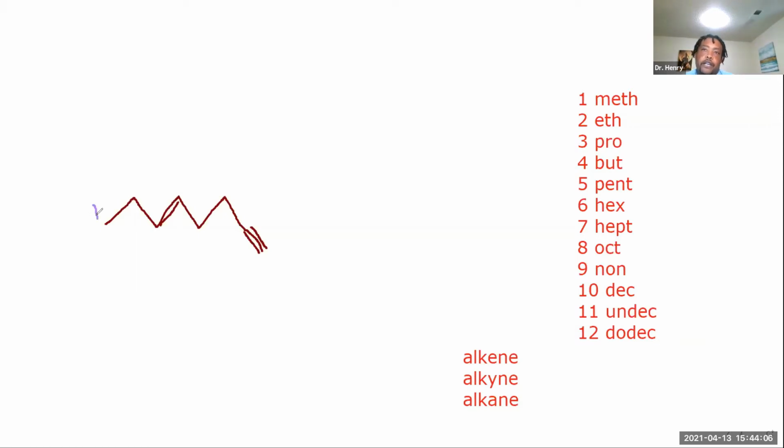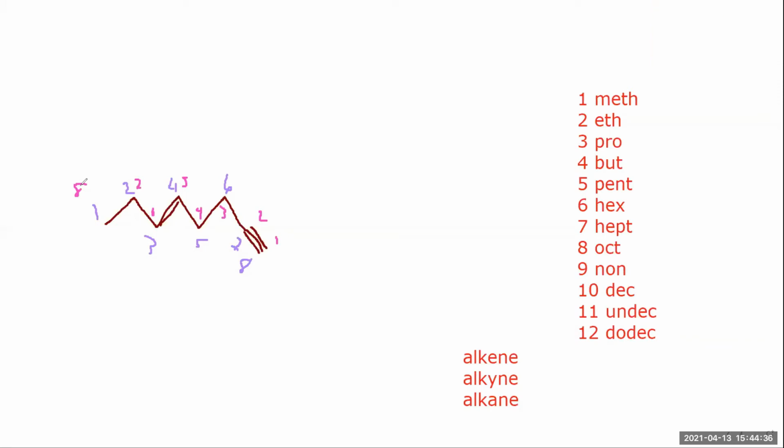Okay. So if we started here, that's 1, 2, 3, 4, 5, 6, 7, 8. Now, if we started from the other way, that's 1, 2, 3, 4, 5, 6, 7, 8. Who's the most important? That would be the double bond, right? So we want to make sure our double bond has the lowest number. Okay, so 3-octene would be for this one.